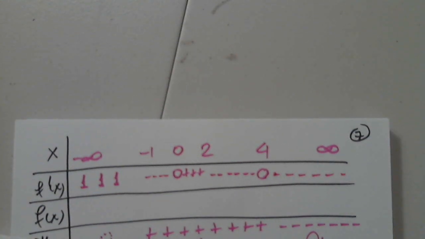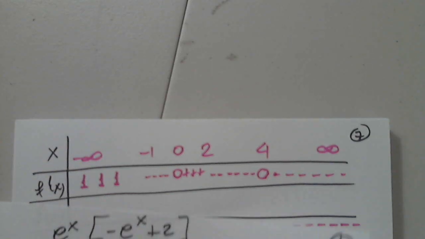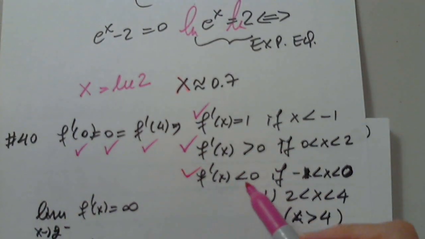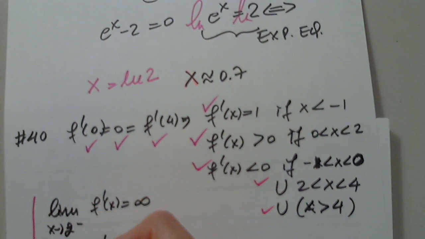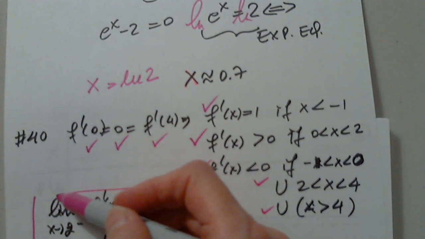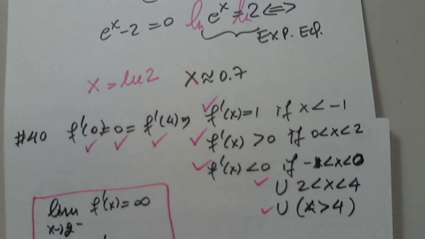Double checking one more time for this part. So it's negative between negative 1 and 0, yes. Negative between 2 and 4, yes. And greater than 4, okay, fine. So all these are done. And now the last step, I have to discuss this. But everything else is already in the table.